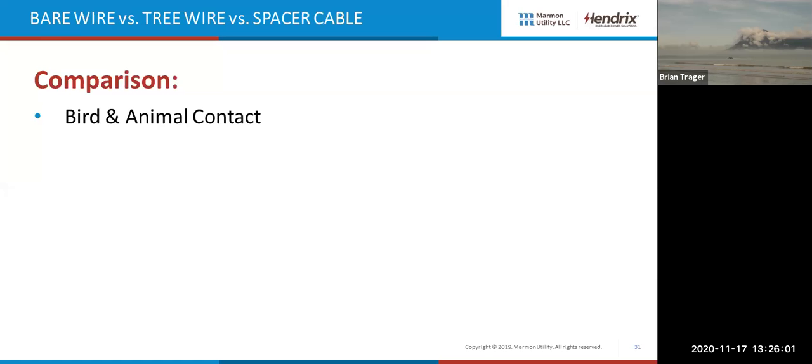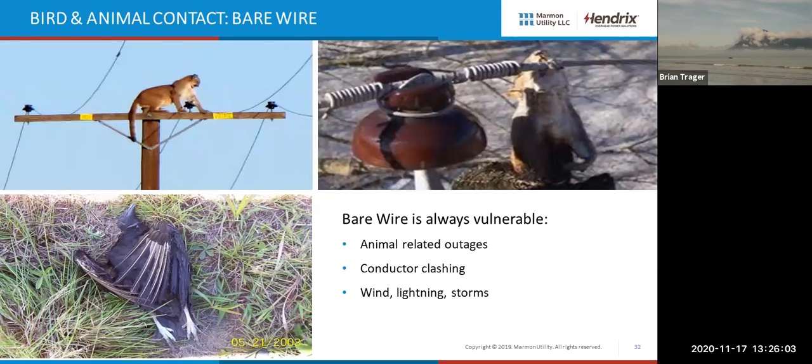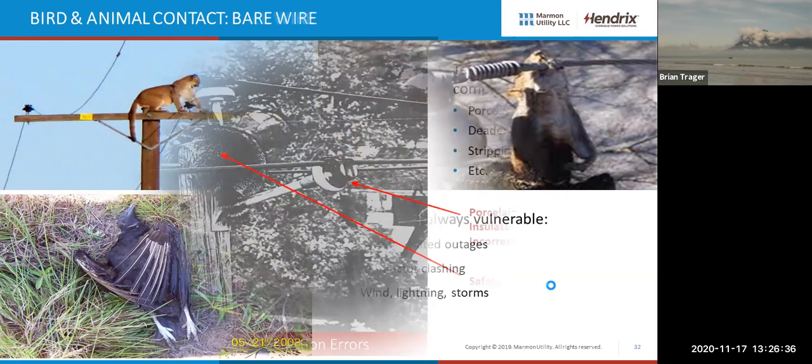Bird and animal contact, we'll go through this quickly. All utility people have got dozens, if not hundreds of photos. Bare wire and Mother Nature do not go together well. It seems that nature is attracted to our power lines, and often with very unpleasant results. Bare wire is always vulnerable to animal-related outages, conductor clashing, wind, lightning storms, etc. There's a lot of animals we've lost along the way with bare wire.